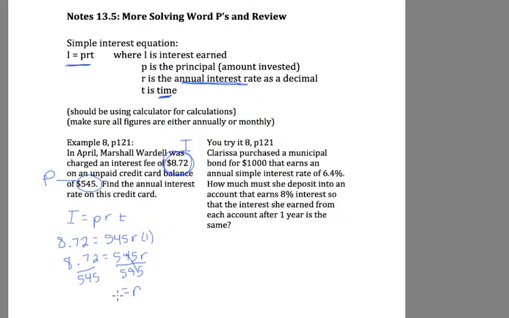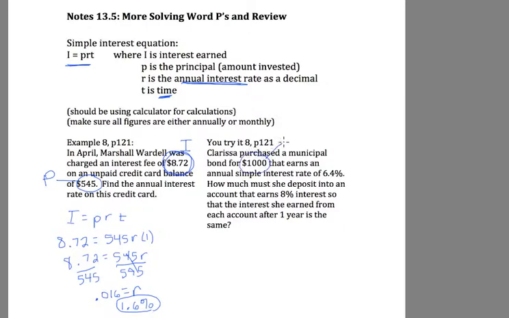So your R as a decimal, you'd punch that into your calculator and you come up with 0.016, which would be 1.6% as a decimal. Probably not likely. A credit card's not going to have a 1.6 annual percent interest fee, but that's what the problem is.